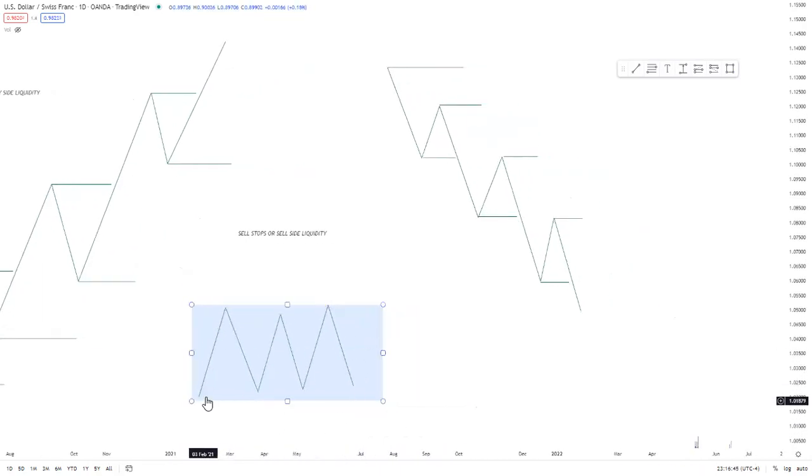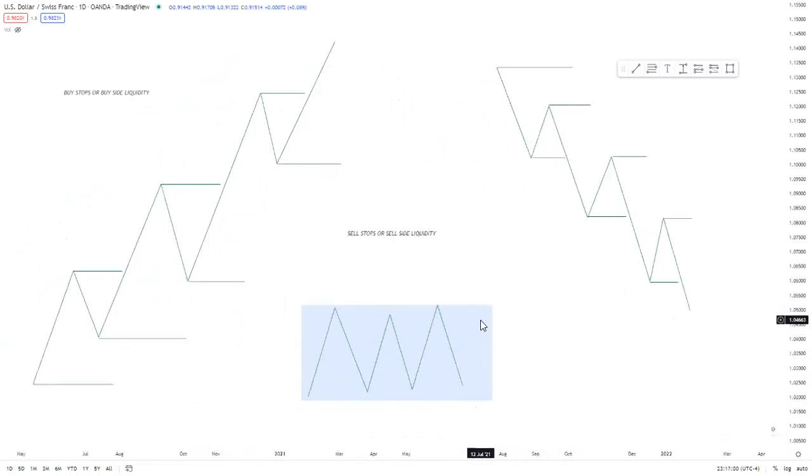So buy stops, they were not taken out. Sell stops not taken out. Buy stops not taken out. Everything is holding up inside this range.